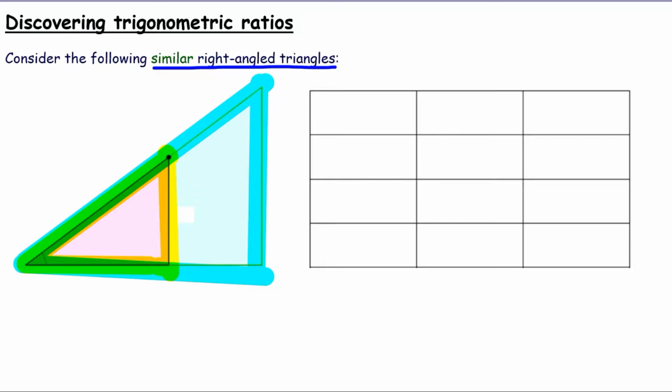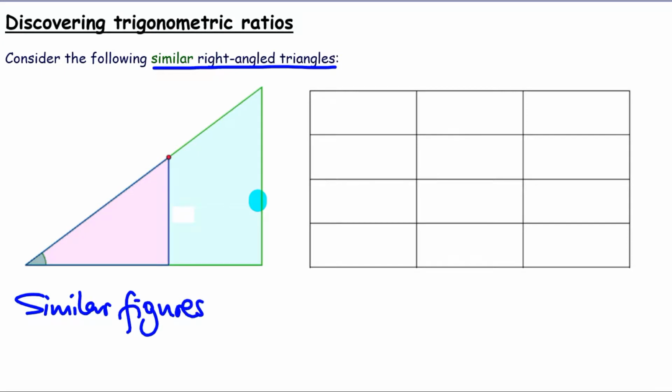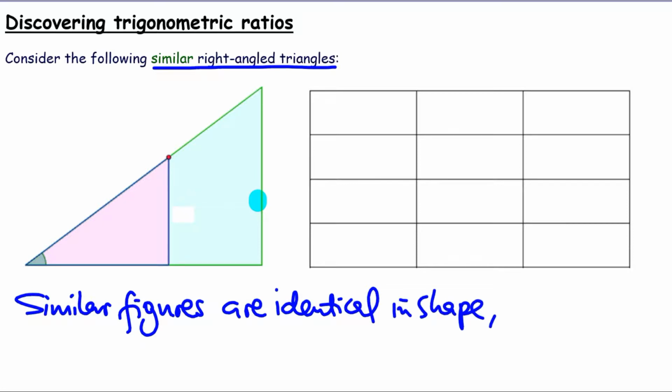Okay, so let's write that definition down of similar figures. Similar figures are identical in shape, but not in size. So in this case, these triangles are similar.